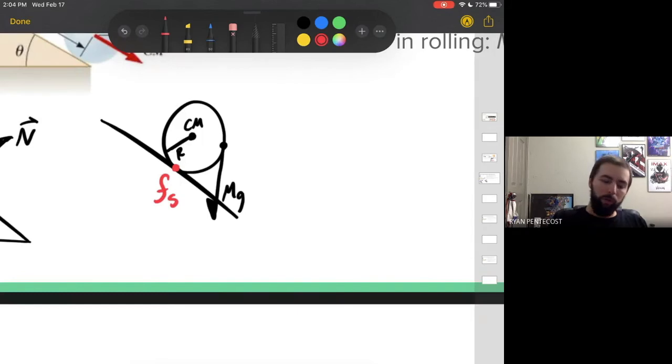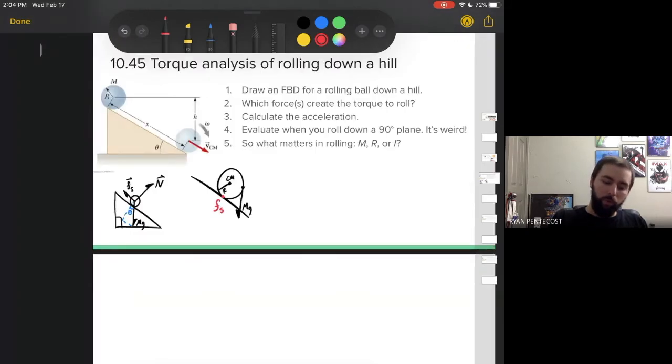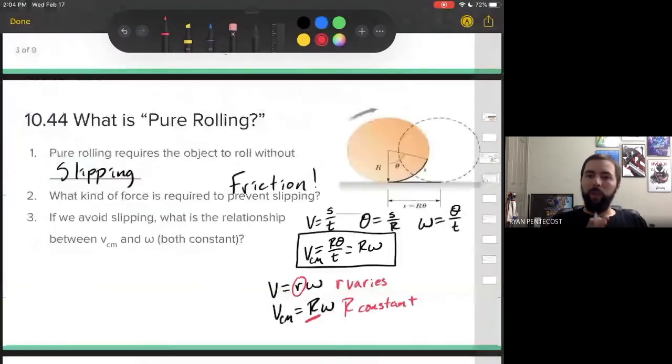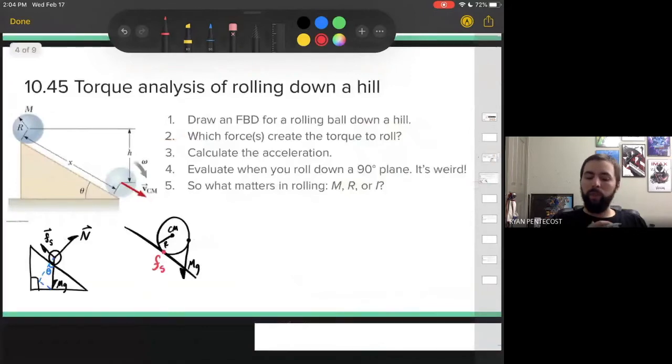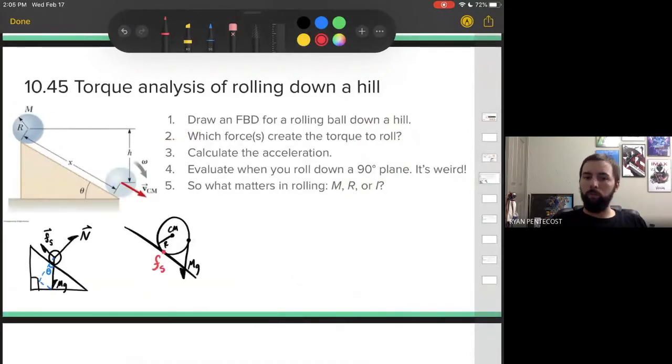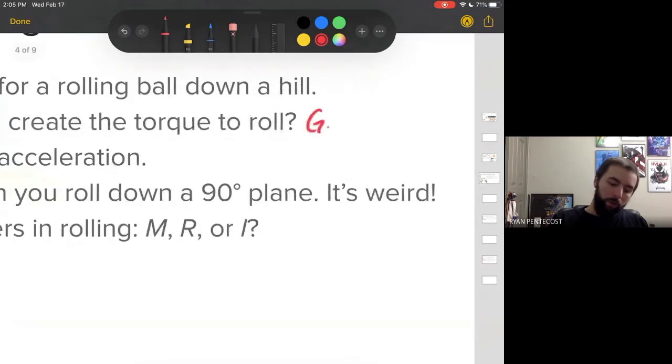Remember we talked about pure rolling before? Pure rolling, okay? It can't slip and friction is necessary. So here the friction isn't going to prevent us from moving and it's not going to contribute or add more torque. It's just going to simply allow the torque to cause a roll instead of a rotation. And it's also going to prevent pure sliding. So, which force creates the torque to roll? We are only going to consider gravity.